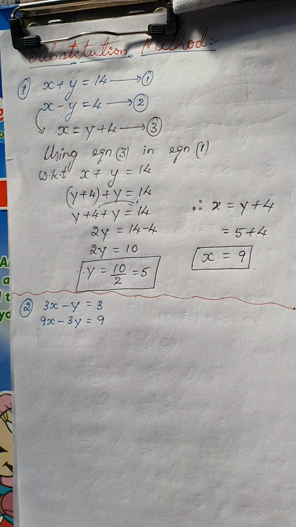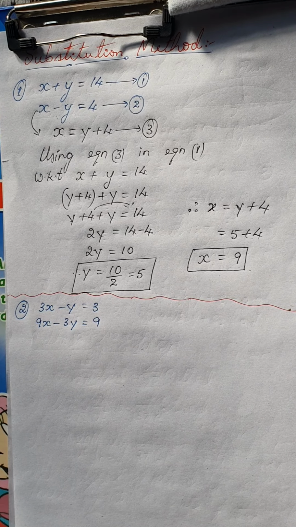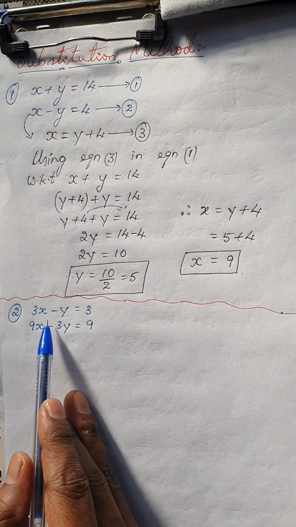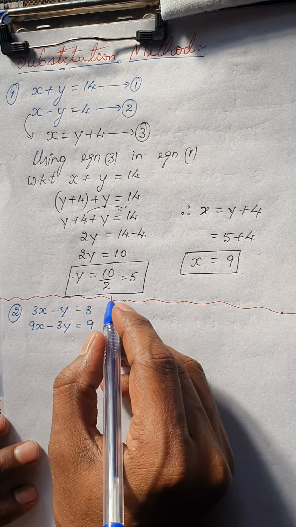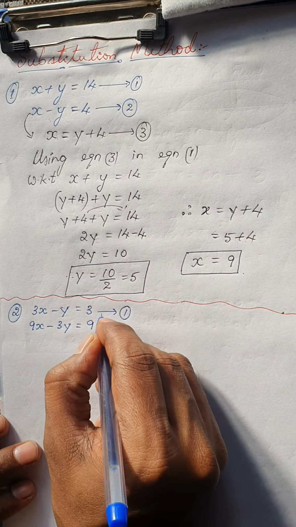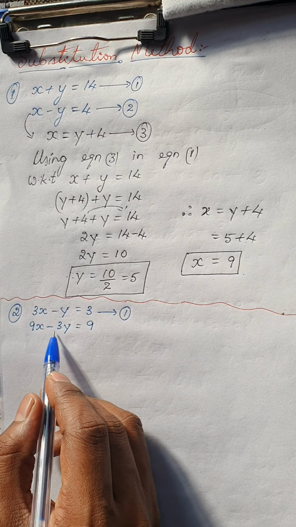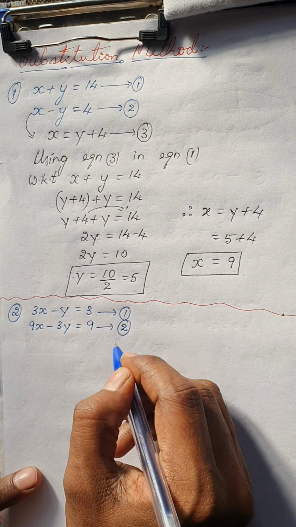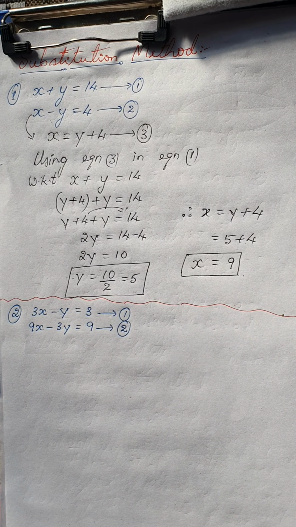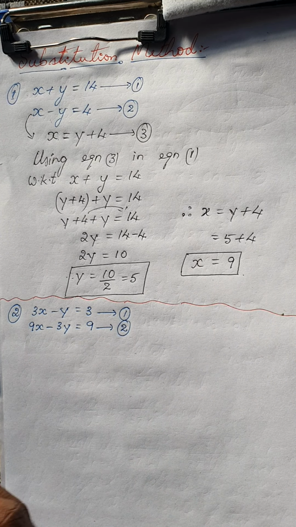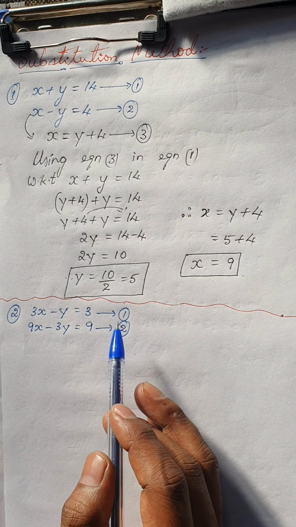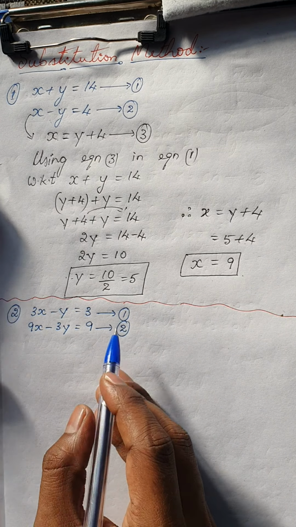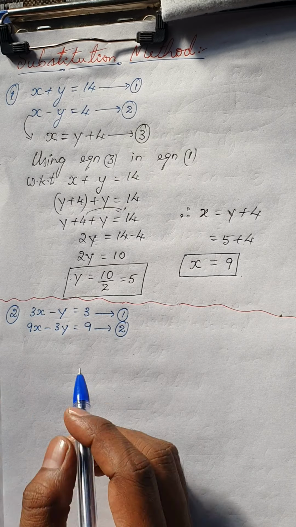Now let me consider the second example. This is the third question in your exercise: 3x minus y is equal to 3, which I take as equation 1, and 9x minus 3y is equal to 9, which you can take as equation 2. You can see this question looks almost similar. You might be wondering how. So let me consider equation 2.